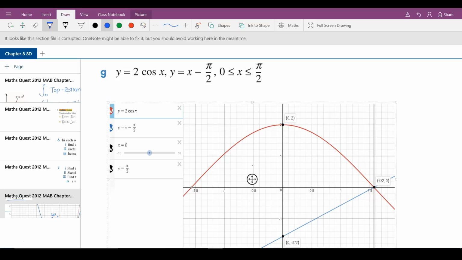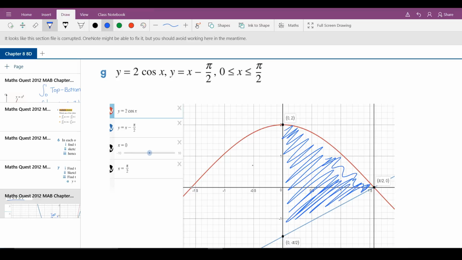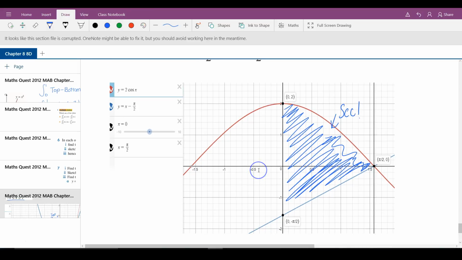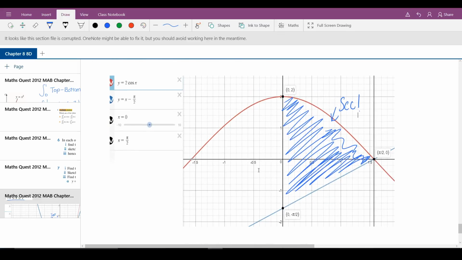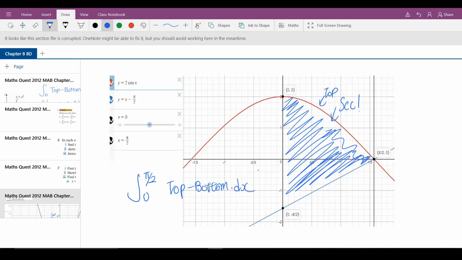Alright, so we're looking for this whole area here. Only one section, nothing else, which is good. Section 1, only one. I don't think there's any others within the domain. Nope, don't think so. Okay, let's go. So 0 to pi over 2, right? Which one's the top one? This is the top one. So it's always top minus bottom. Integrate with respect to x.